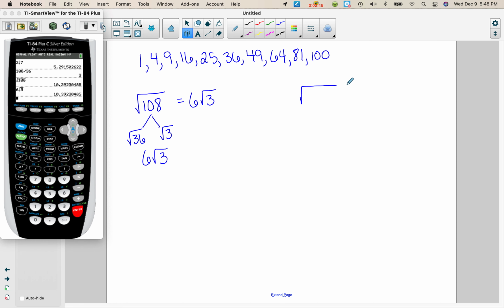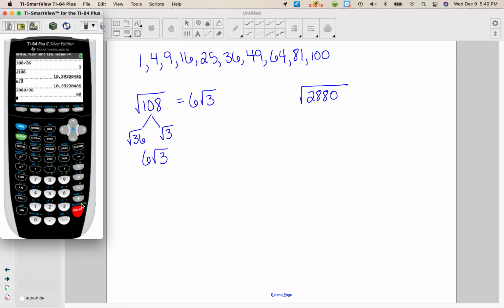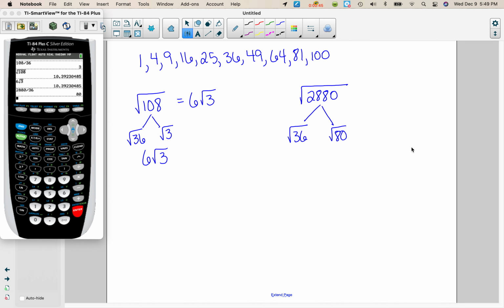So then what about the square root of 2,880? Now you don't generally have to do things that large, but what if you did? If we looked for the largest perfect square on our list, I'm going to try 36 again. 36 goes 80 times. Okay, so let's go with that. We know the square root of 36 and the square root of 80. The square root of 36 is 6, so we're going to get 6 root 80.